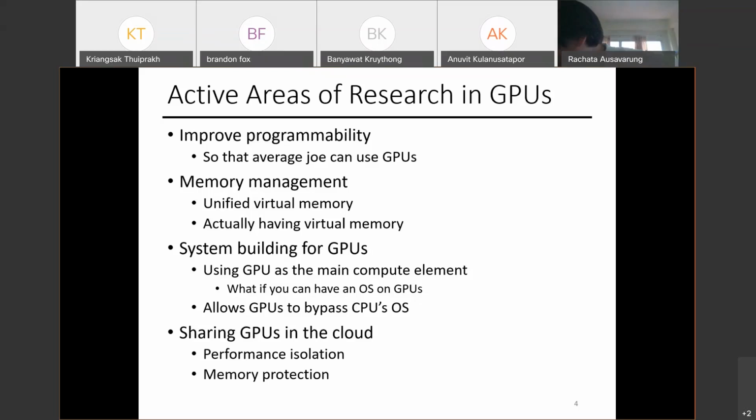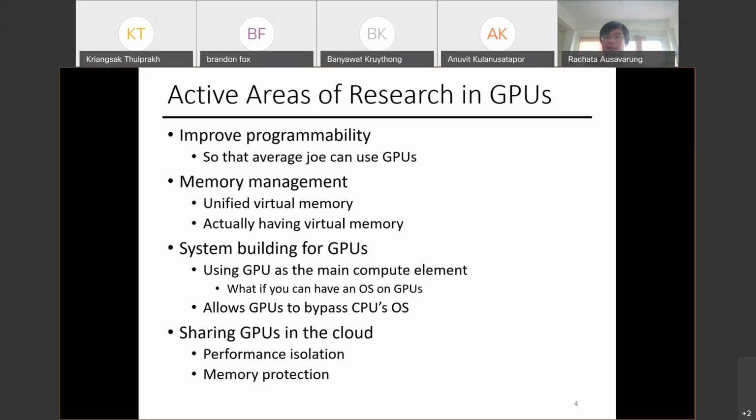The second thing is memory protection. This is already supported in the current generation, but it's not as good as having the same virtual memory on the CPU. The reason behind that is because of the third bullet: you don't have the OS. So the last sub-bullet, memory protection, is a combination of system building for GPU and the sharing of GPU in the cloud.